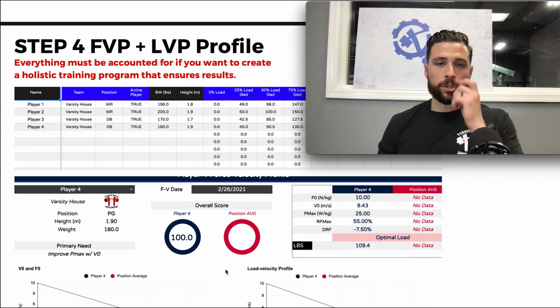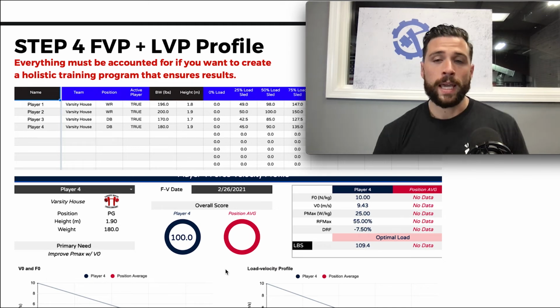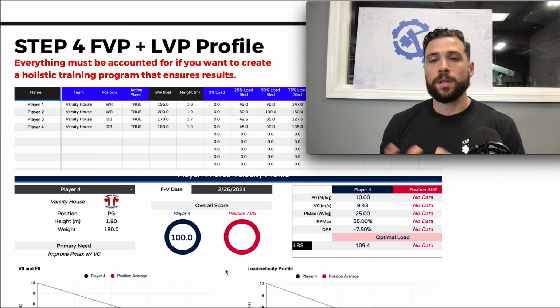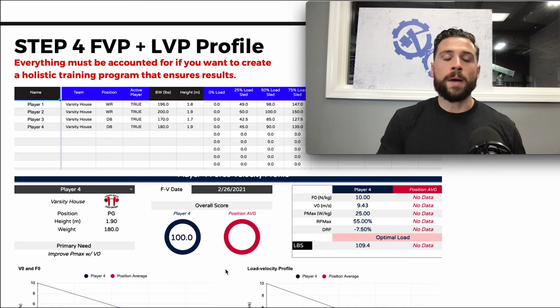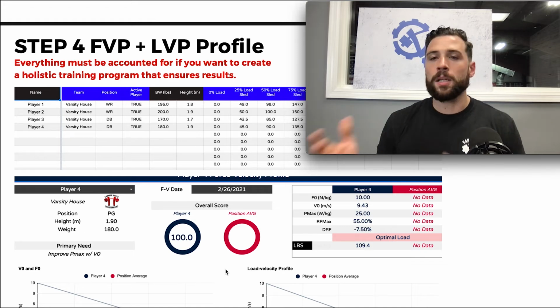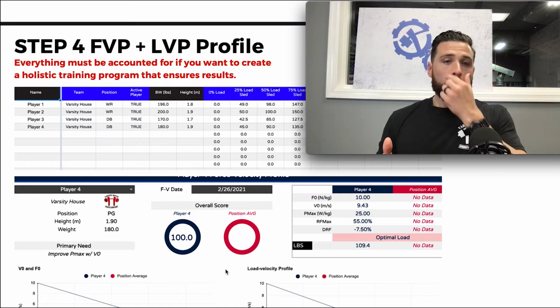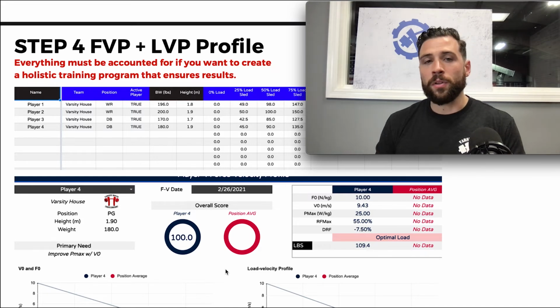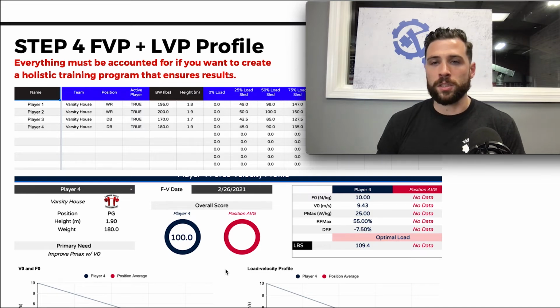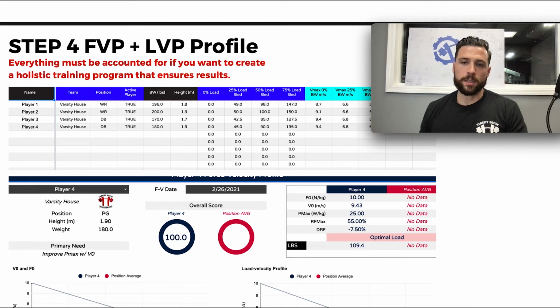So here's an exception to the rule. If you don't have access to a Fusion Sport, or another piece of technology where you can monitor force velocity profiling and load velocity profiling, this does not apply to you. Something that we do with our high-level collegiate and pro athletes is run true force velocity and load velocity profiles, as part of our assessment and testing parameters.